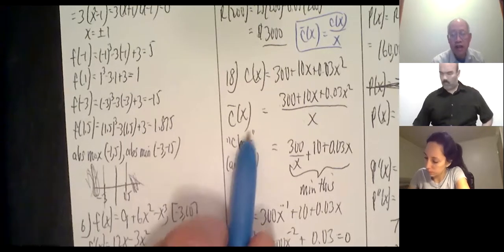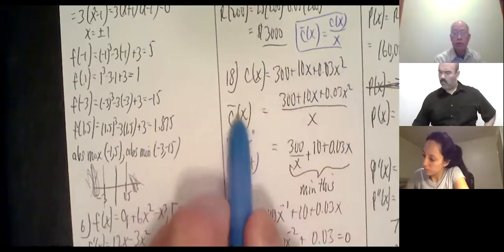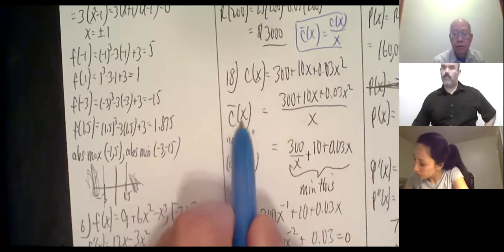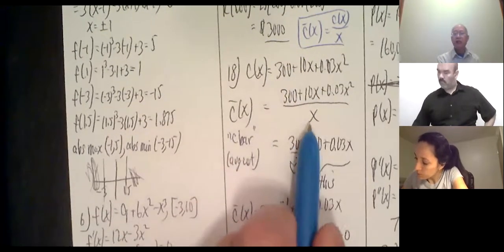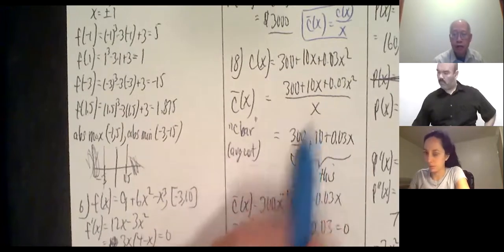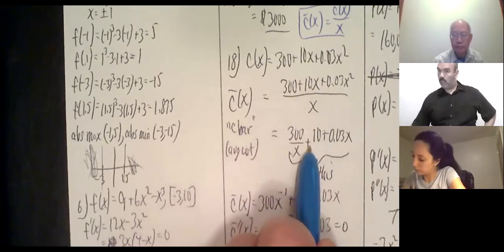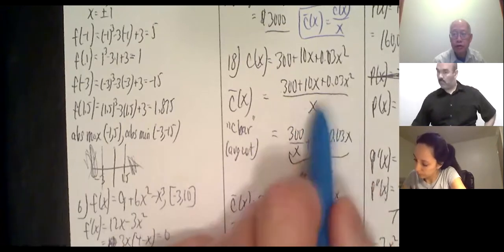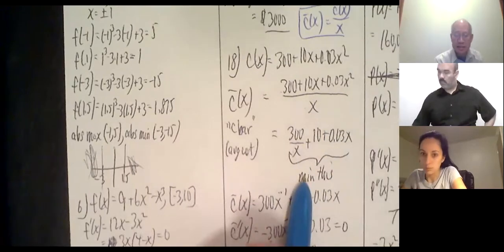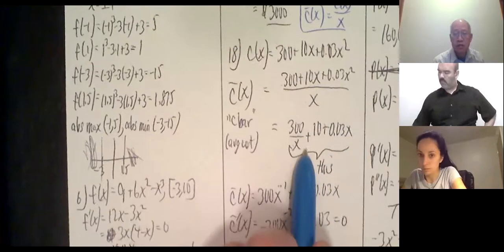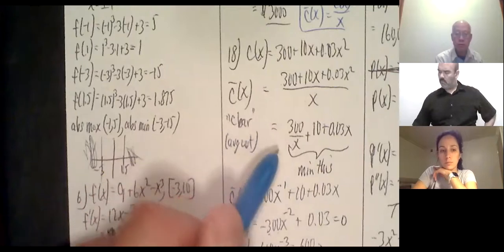So the first thing you need to do is find the average cost. It's just C of x divided by x. So we say C bar, average cost. I take the original cost function and just divide it by x. So 300 divided by x is 300 over x. And 10x divided by x is 10. And 0.03x squared divided by x is 0.03x. So I'm trying to minimize this quantity, C bar is what we call it.